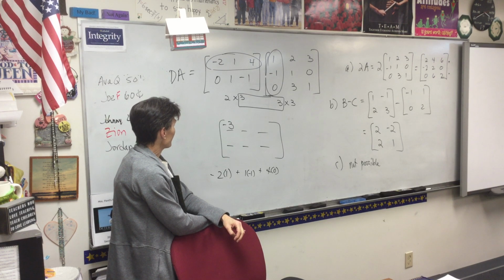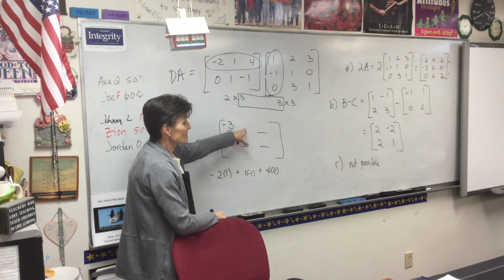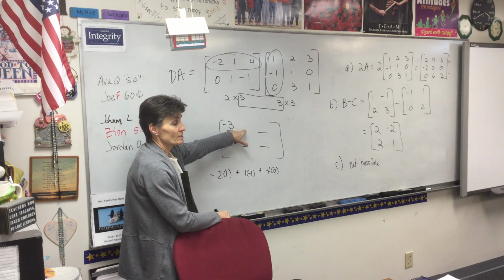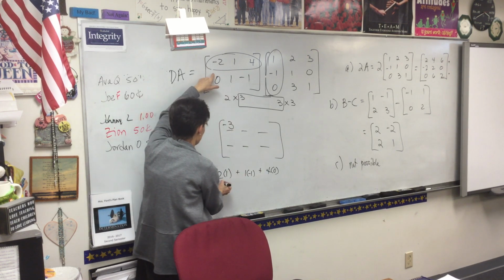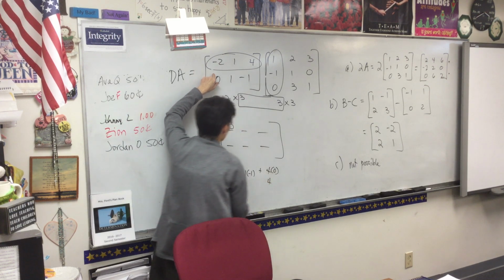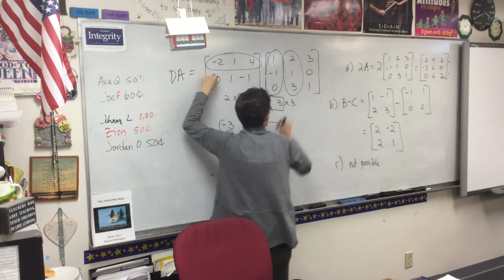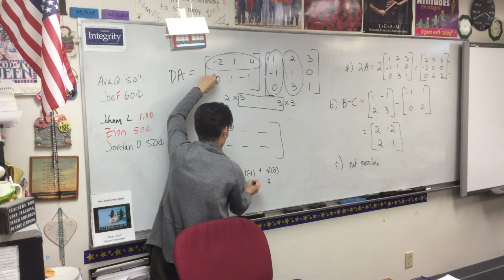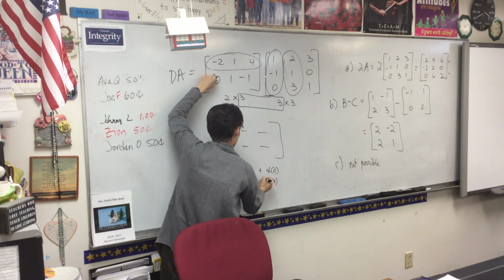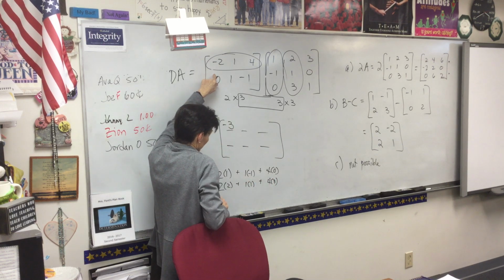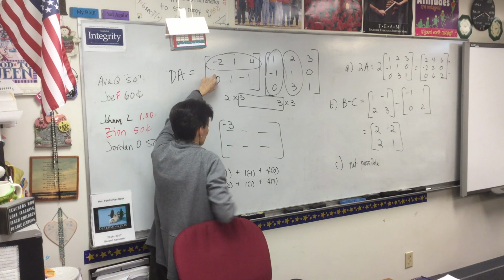Hiccup. All right, now we're moving over to this spot, which is still in the first row, so I'm still using negative 2, 1, 4. But now I'm using this column, so I'm using 2, 1, 3. So I'll multiply each pair and add them up. 12, 13, 9.